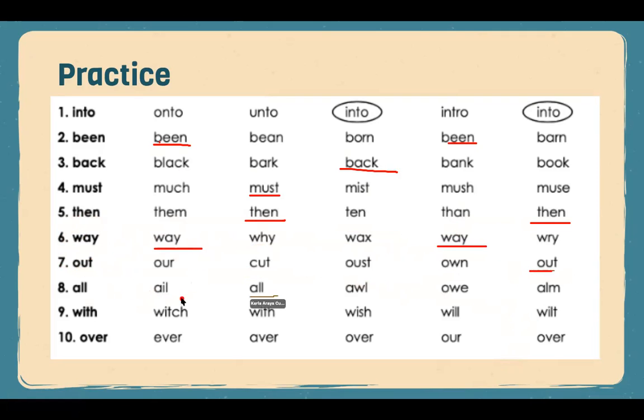All. Okay, Guiara has it. Ah, no, Carla, I think Carla did it. Okay, with. Segunda, okay, thank you, Carla. And the last one, over. Over, very good, yes. So that's scanning. It's just looking really fast for the word that you have in mind. Very good.